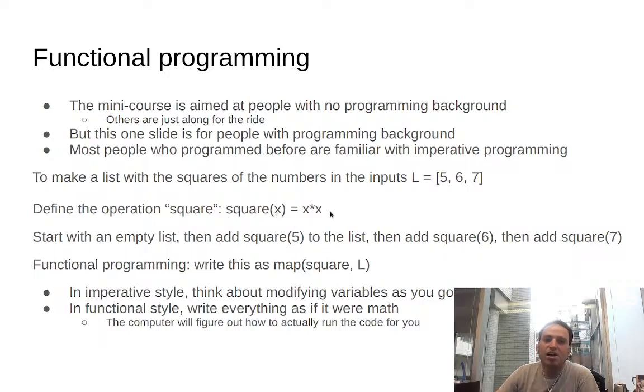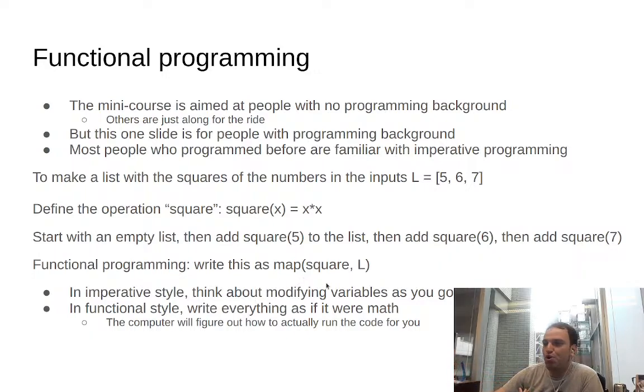And then usually what most people who have programming experience would say is, well, how do you do it? Maybe you start with an empty list and then you add 25 to it and then 36 and then 49. Or maybe you would say, I'll make a list of, like, 3 zeros, and then I'll change the first 0 to a 25, the second 0 to a 36, the third 0 to a 49, something like that.